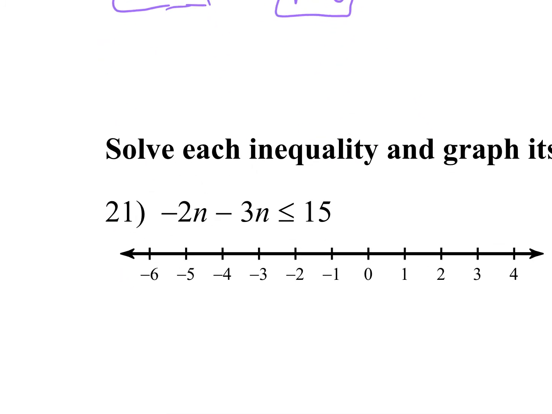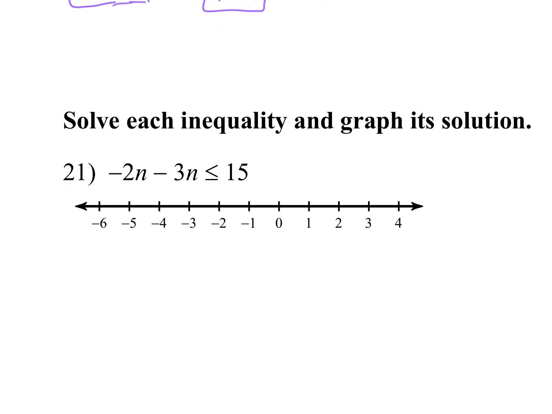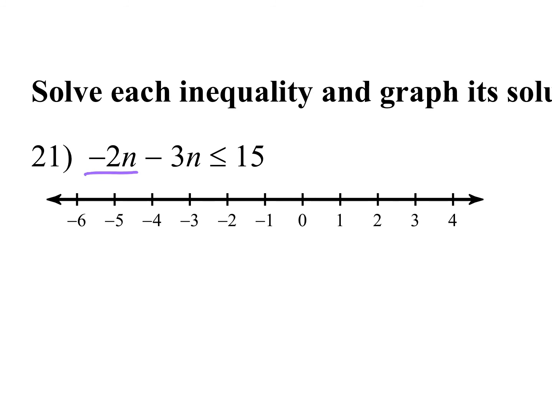All right, let's look at inequalities. So you have to solve each inequality and graph its solution. So for 21, what should I do first to solve my inequality? So I have negative 2n minus 3n. Remember, when it's on the same side, you just add them together. So what's negative 2 minus 3? Negative 5n is less than or equal to 15.